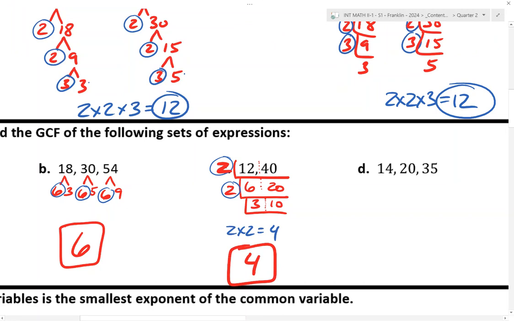So that's one way that you can use this idea without doing the entire prime factorization for each number. You can go as far as you can with numbers they both have in common, and then stop when you reach the end of that.